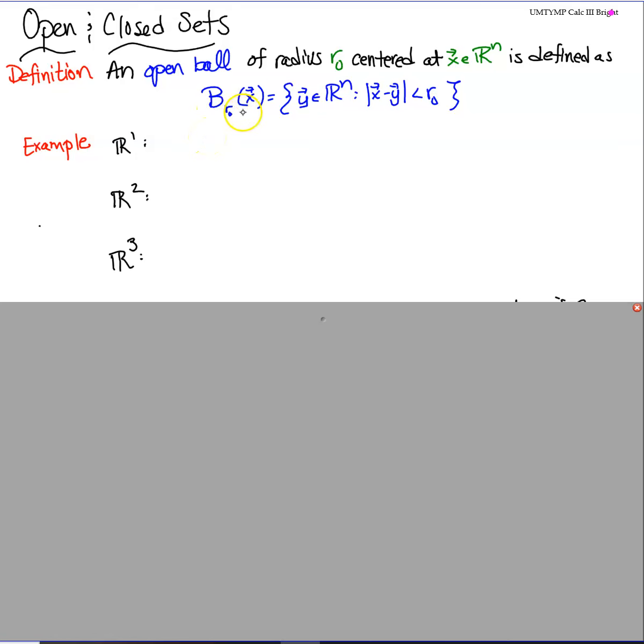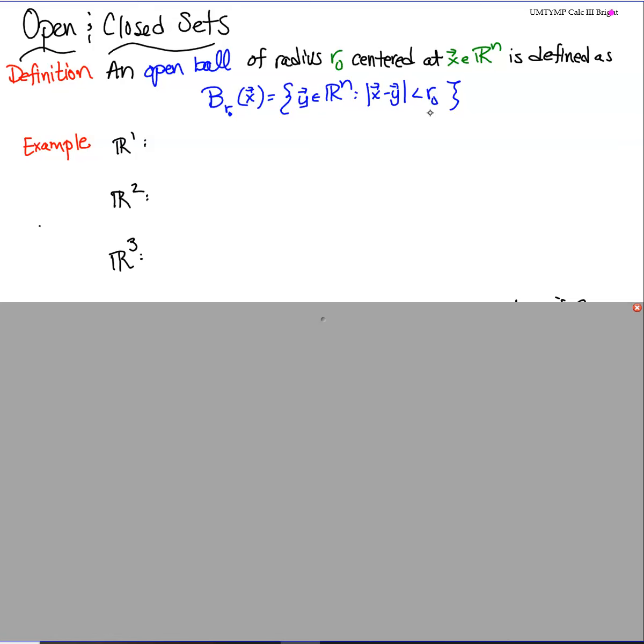So a ball centered at x of a certain radius is the set of all points in n-dimensional space such that this is true. Now, in our course, we're going to be focusing on 3 dimensions, but we can extend it to n dimensions. All this is saying is that the distance between our center and this point is less than a certain radius. So the edge of this ball we don't have.